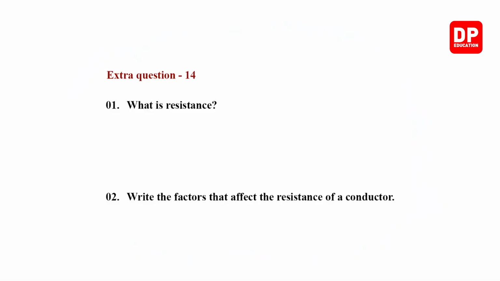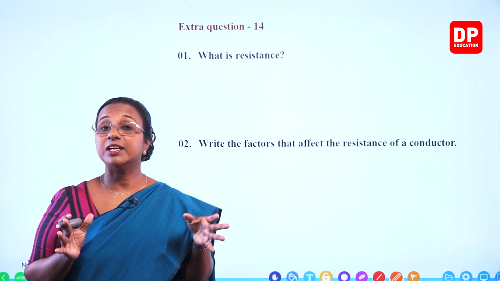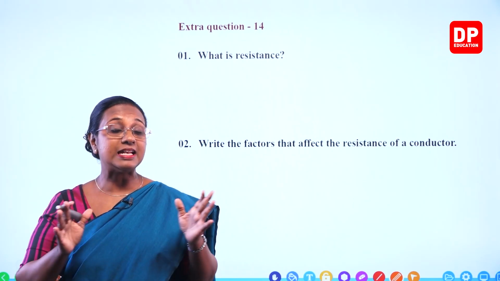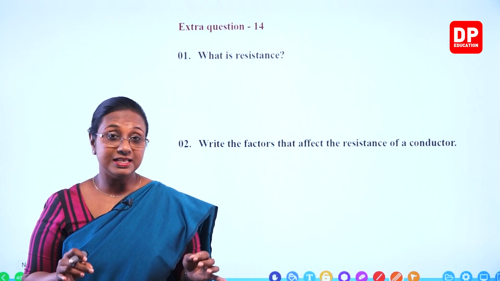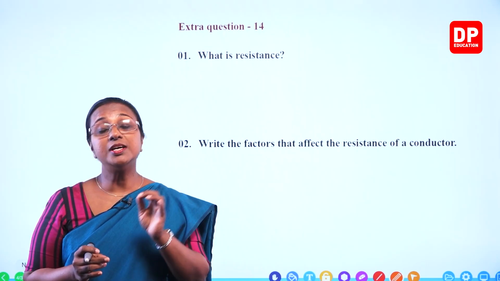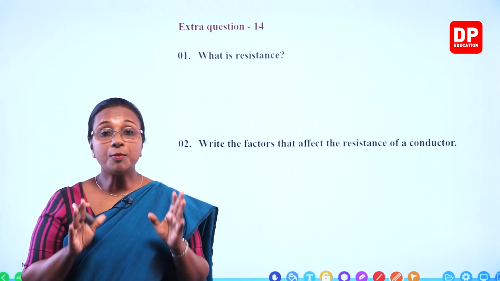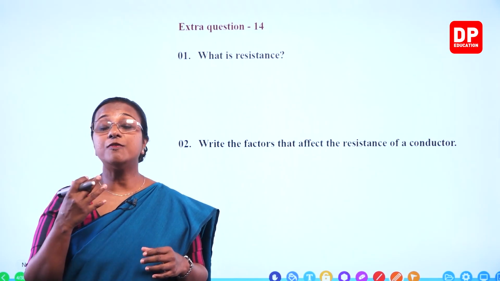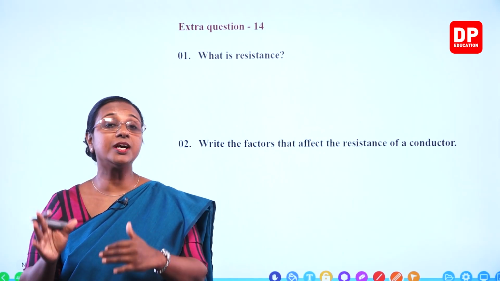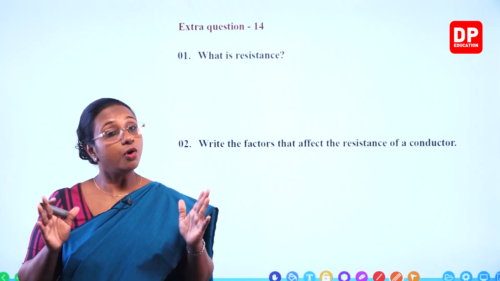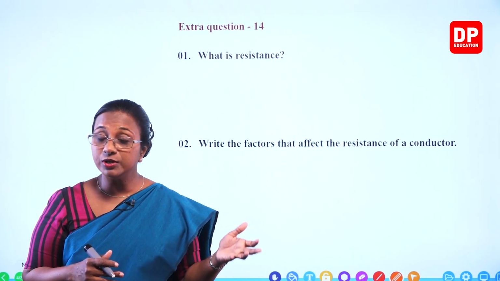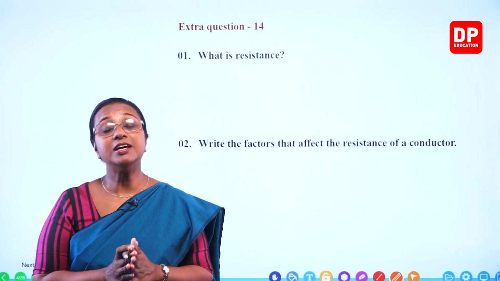So extra question 14. First one, what is resistance? So you all know, students, when we have a conductor, conductors are materials that allow current to pass through them easily. But still, they do oppose the current flow. So the opposition or the ability of the conductor to oppose the current flow through it is what is known as resistance. So all the conductors, even if they are very good conductors, still they have a resistance.